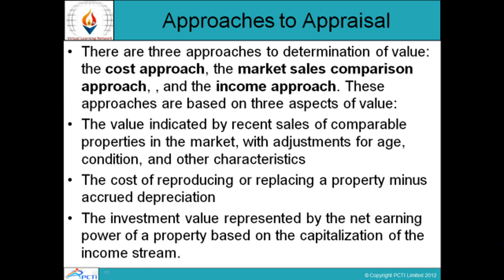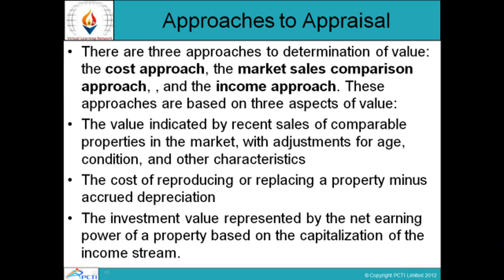When it comes to the market sales comparison, the value is indicated by the recent sale of comparable properties in the market, with adjustment for age, condition and other characteristics. That means the comparison of a sale is considered taking all the factors on a very constant basis. That is what market sales comparison is.